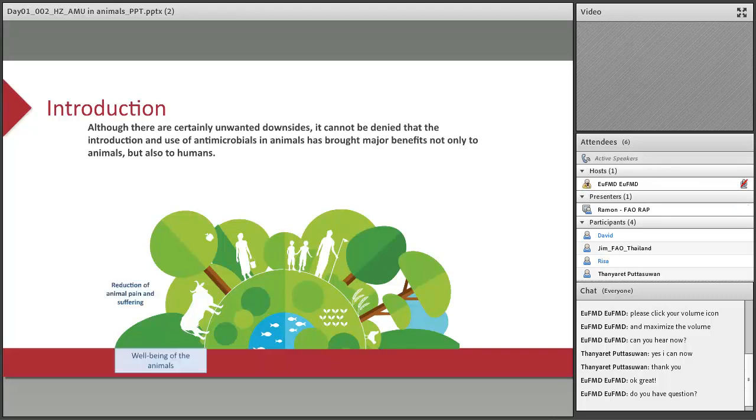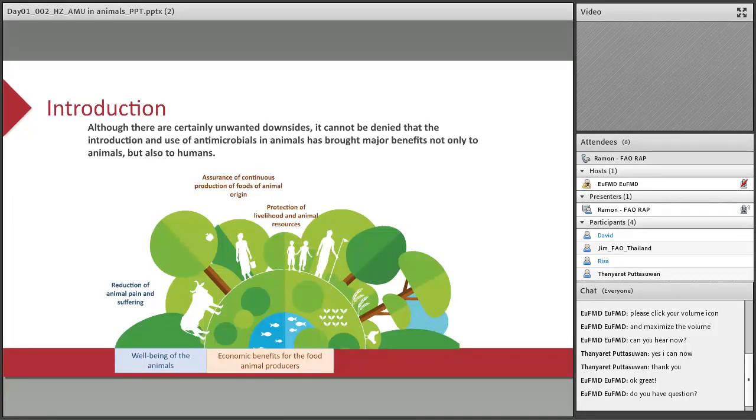The introduction will be very short, only 1 slide. Although there are certainly unwanted downsides, the negative side of antimicrobials, we have to realize it cannot be denied that the introduction and use of antimicrobials in animals has brought major impact, not only for animals, but also for human health.